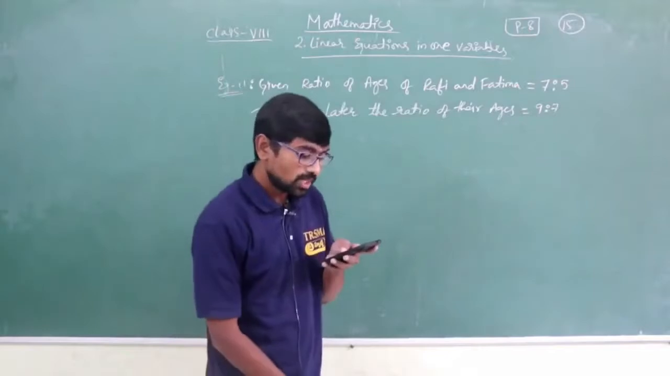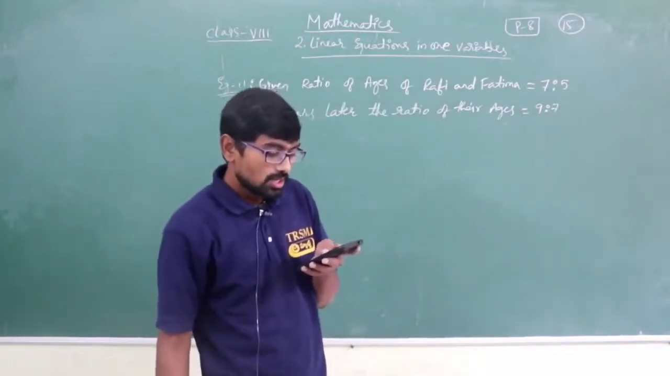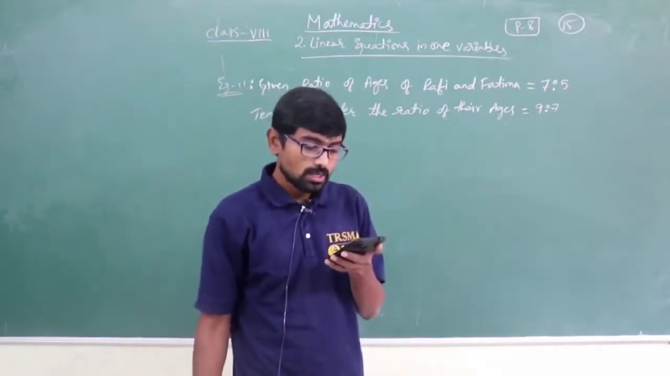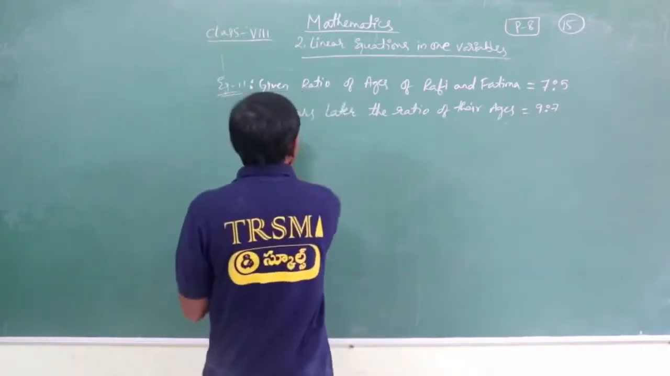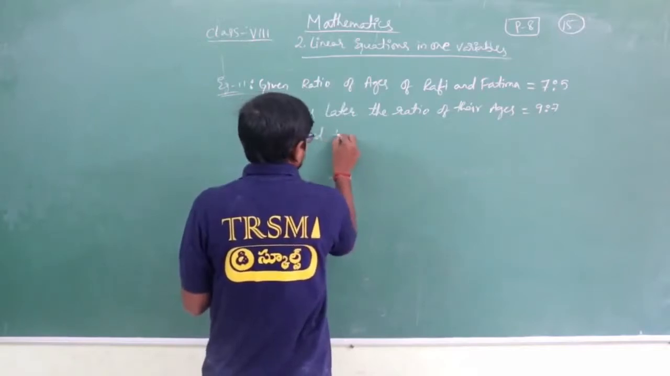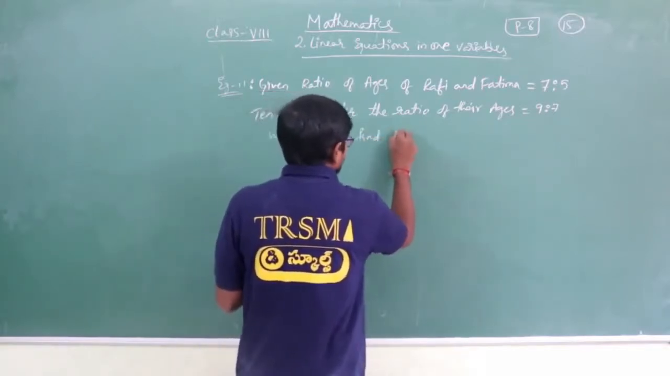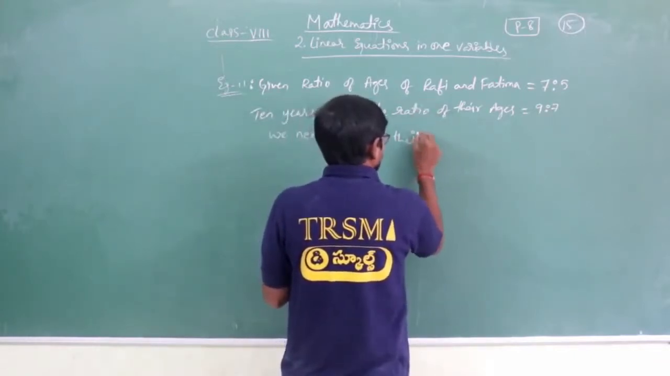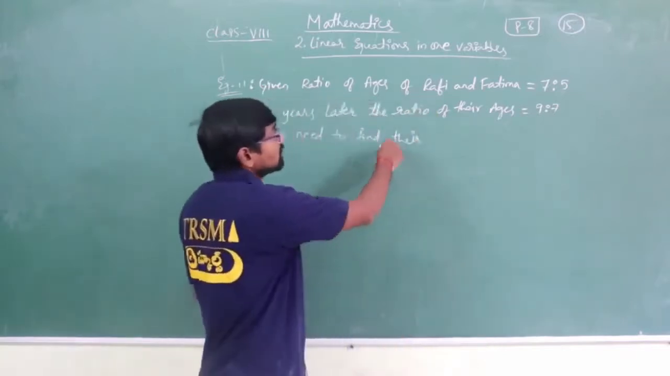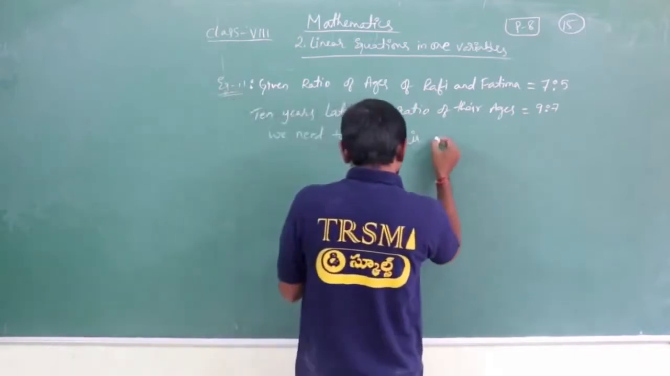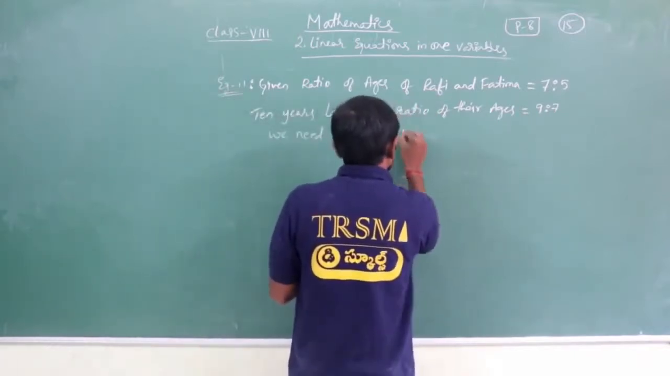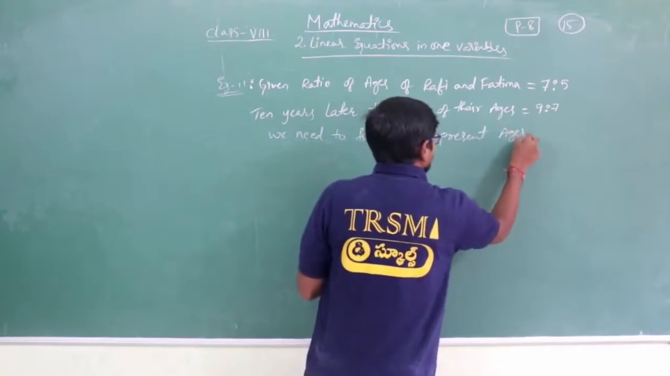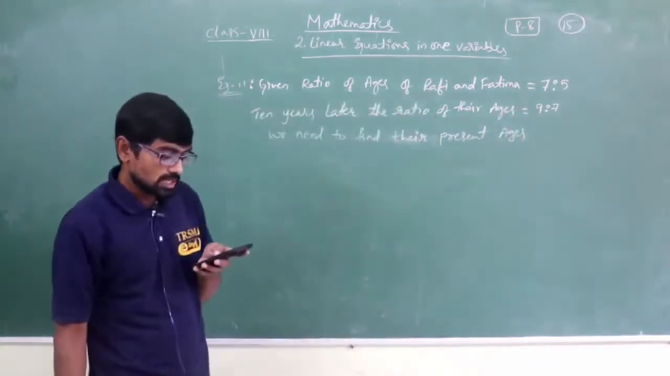What we need to do is find their present ages. Who is there? Rafi and Fatima. So we need to find their present ages.